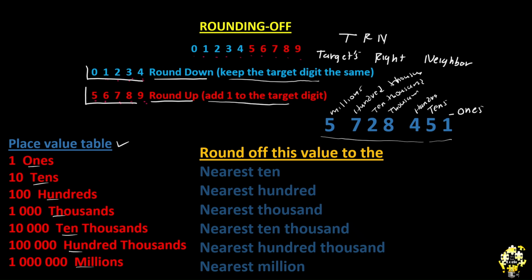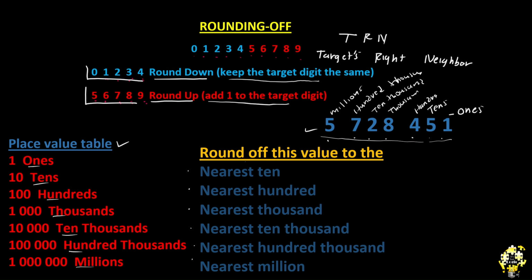Now, let's say we were given 5,728,451. Such a big value. I will teach you how to round off this value in all these 6 aspects. The first aspect says we are supposed to round off this value to the nearest 10.